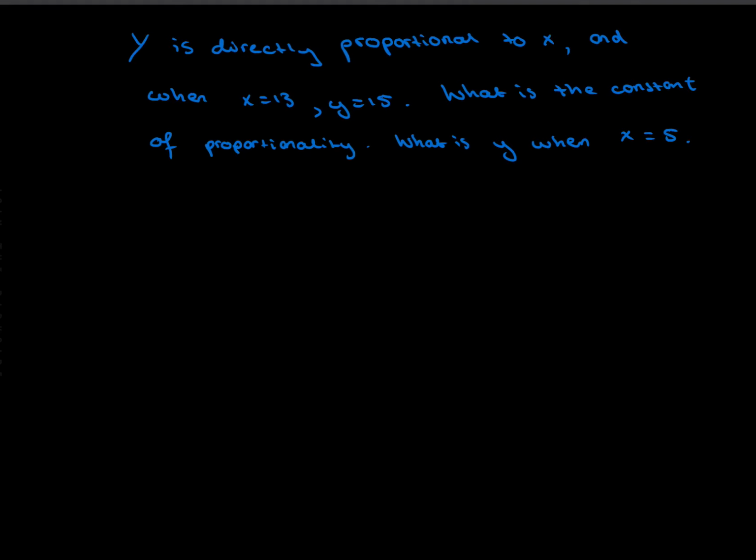So, how do we tackle a proportionality question? We always have to see whether it's inversely proportional or directly proportional, because they have two different formulas and two different approaches to the question. Our first step is to write the formula. y is directly proportional to x, which means that y is equal to kx with our constant of proportionality, k. In the question, we're trying to find what k is. We know that when x is equal to 13, y is equal to 15, so we plug in the values.